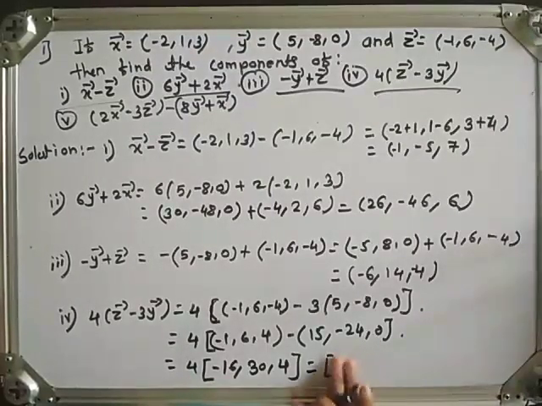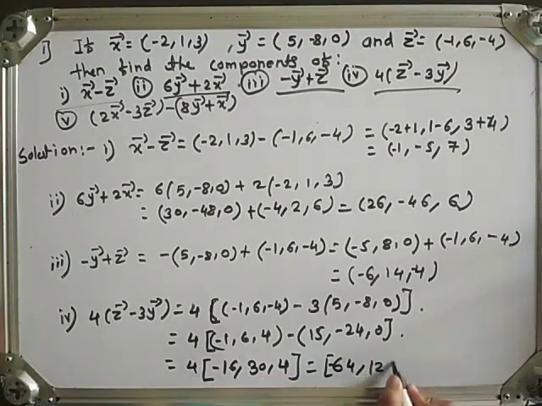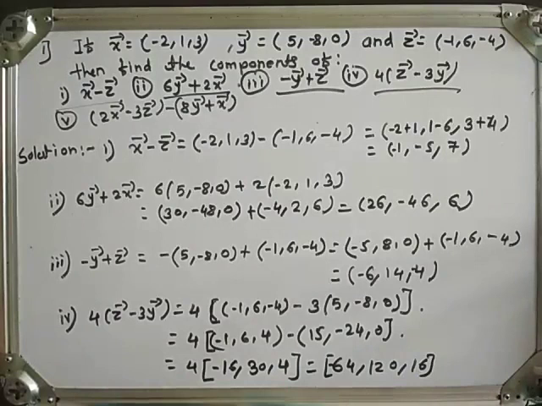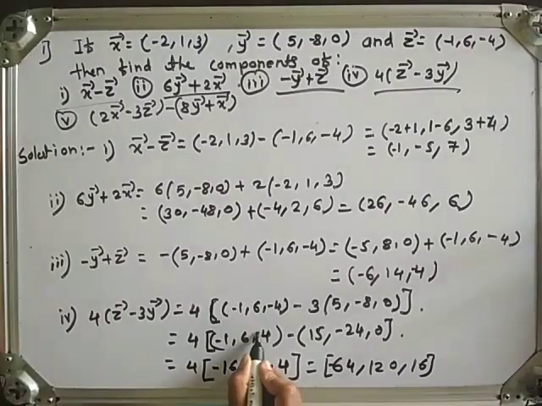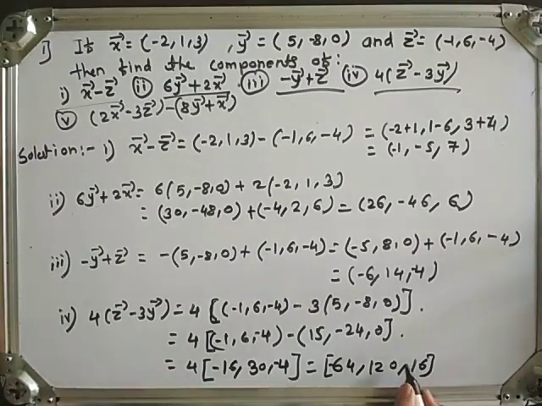Sorry, here it is -64. Then 30 into 4 is 120, and -4 into 4 is -16... Sorry, here it is -4, this is again -4. Therefore, -4 into 4 is -16.